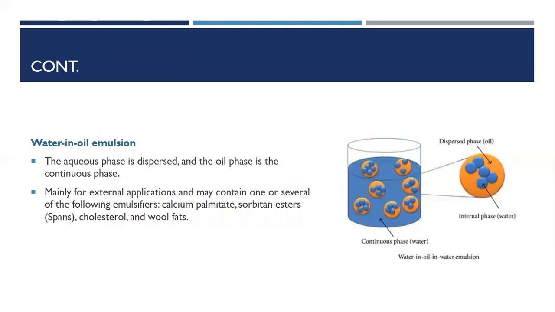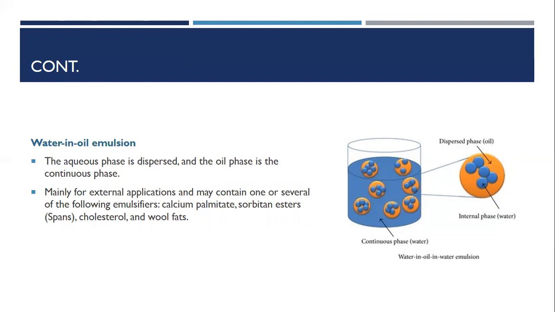The next type is water in oil emulsion. When the aqueous phase is dispersed and the oil phase is a continuous phase, the emulsion is termed as water in oil emulsion. A lipophilic emulsifier is used for preparing water in oil emulsions. The water in oil emulsions are mainly used for external applications and may contain one or several of the following emulsifiers: calcium palmitate, sorbitan esters, cholesterol, and wool fats. Thus, the use of lipophilic emulsifiers enables the formation of water in oil emulsions with the oil phase as an external continuous phase.